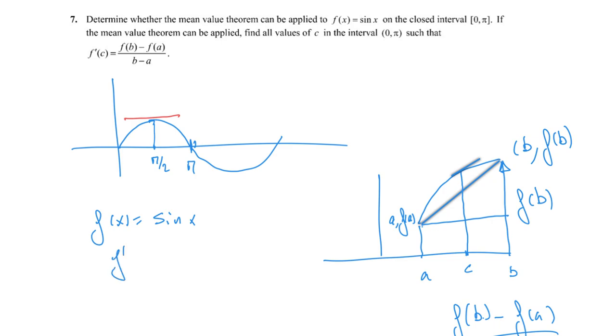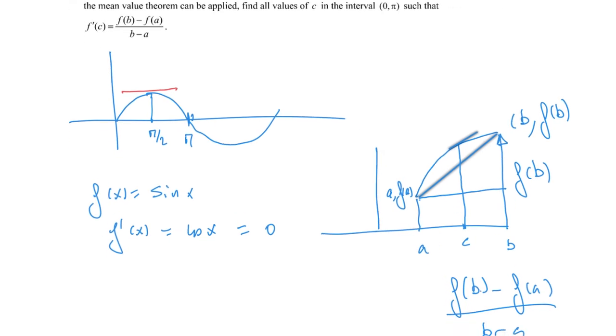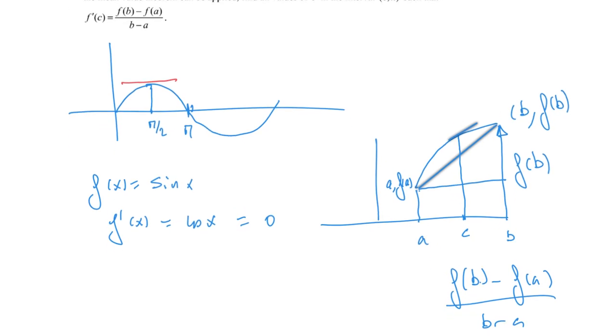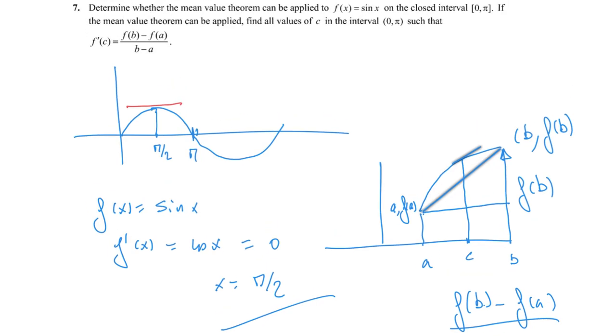F prime of x is cosine of x. When cosine of x is 0, when the slope of sine of x is 0, when x equals pi divided by 2 on the interval 0 to pi. So this answers the question of the mean value theorem. Let's go to the next one.